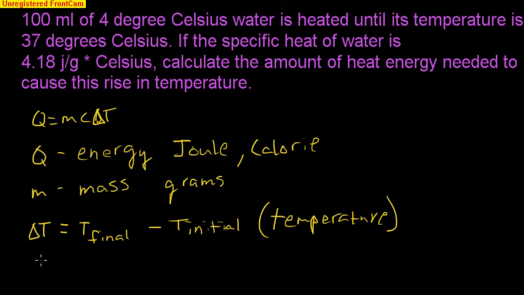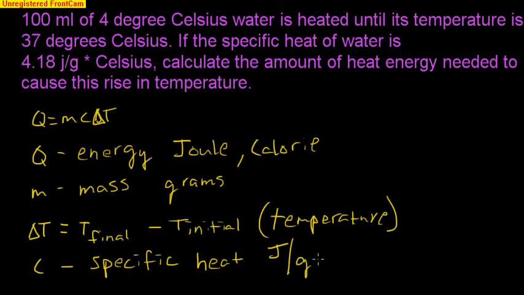And C is your specific heat. Now, why they chose C to be specific heat, I'm not sure. Maybe because of the C here, or maybe it's just completely arbitrary. But anyhow, C represents your specific heat, and the units we're looking for is joules per gram times degrees Celsius, or we're going to say calories, C-A-L, calories per gram times degrees Celsius.